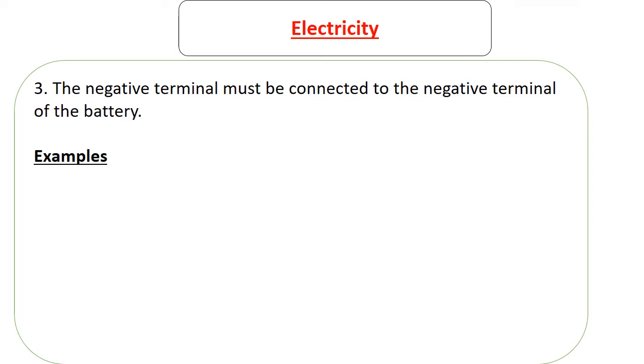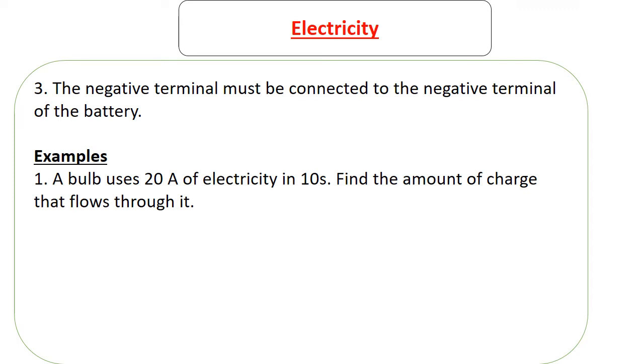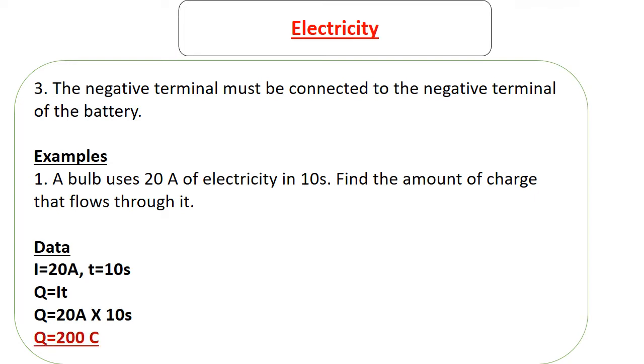Let's take a look at some examples where we are tested on how to use the relationship between charge and current. A bulb uses 20 amps of electricity in 10 seconds. Find the amount of charge that flows through it. We have been given current and time, and we know that the formula is charge is equal to current times time. So we just insert current, which is 20, and time, which is 10. 20 times 10 is going to give us 200 coulombs.